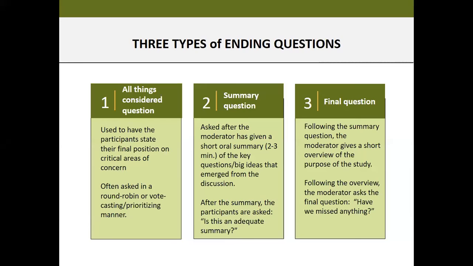And there's a third option called the final question. Following the summary question, the moderator gives a short overview of the purpose of the study. And following the overview, he or she then asks the following question: have we missed anything? Is there something that was left unsaid, or is there something missing from the summary I provided that came out of our discussion? So those are the three options you have for the ending questions.